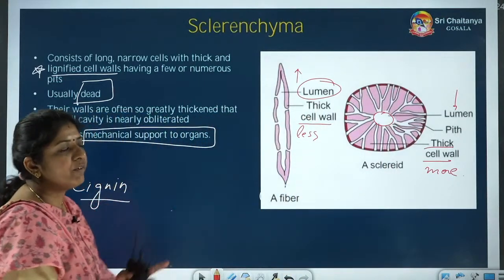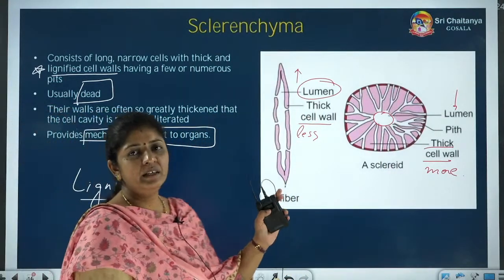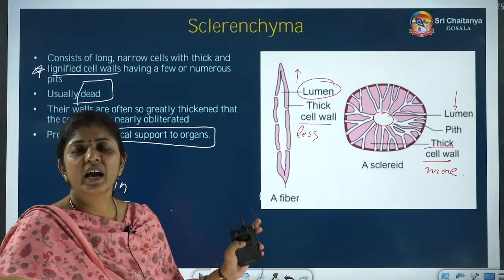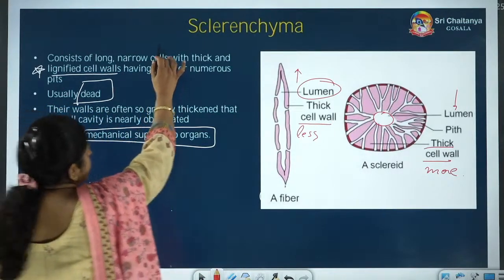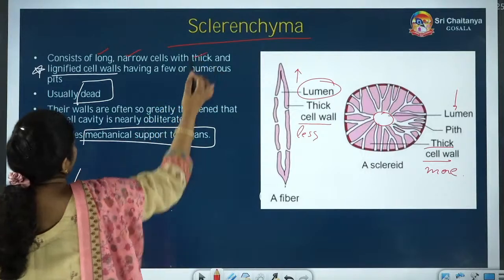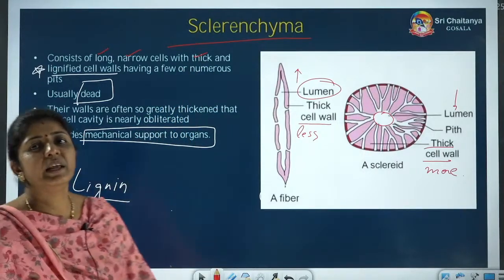So these are the differences between what? Fibers and the sclereids. But these two are the types of what? Sclerenchyma. So these have long, narrow, thick walls. Which material is here? Lignin.